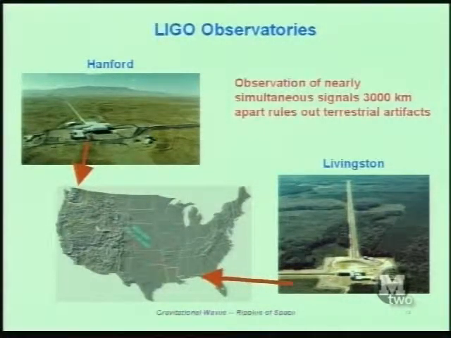These two sites are separated by about 3,000 kilometers. It takes light about 10 milliseconds to go between the sites. And so what we would hope is to see an observation of nearly simultaneous signals that are 3,000 kilometers apart. Now, there aren't very many sources on the Earth that could generate that sort of signal simultaneously in both detectors. So that would give us greater confidence that we are seeing something from outer space and not something from the Earth.